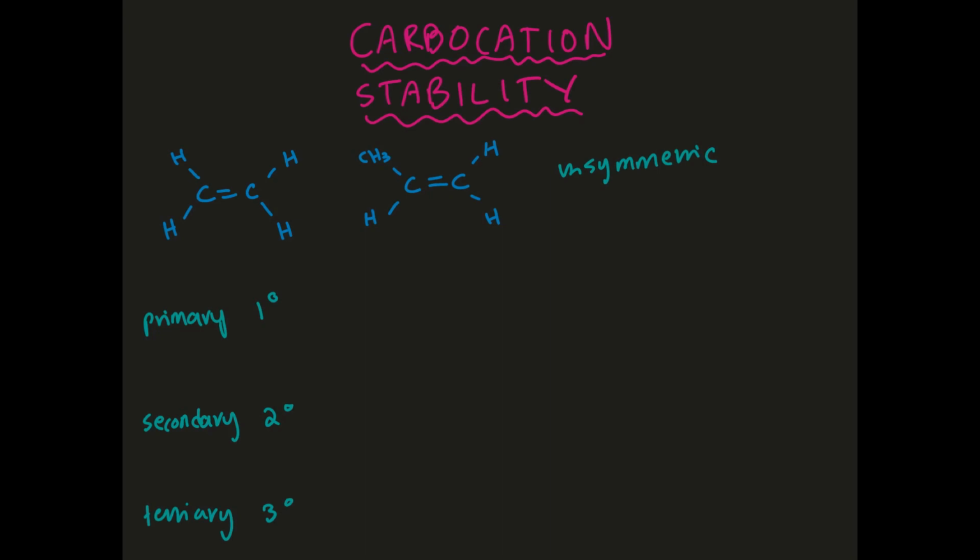So the first one that we have is primary alkene. In this case, the carbon is going to be bonded to 2 hydrogens over here. In the secondary alkene, the carbon is going to be bonded to 1 R group and 1 hydrogen. And in a tertiary alkene, it's going to be bonded to 2 R groups. So in this case, the stability is going to increase, and we're going to discuss why. As you go down this arrow, stability increases.